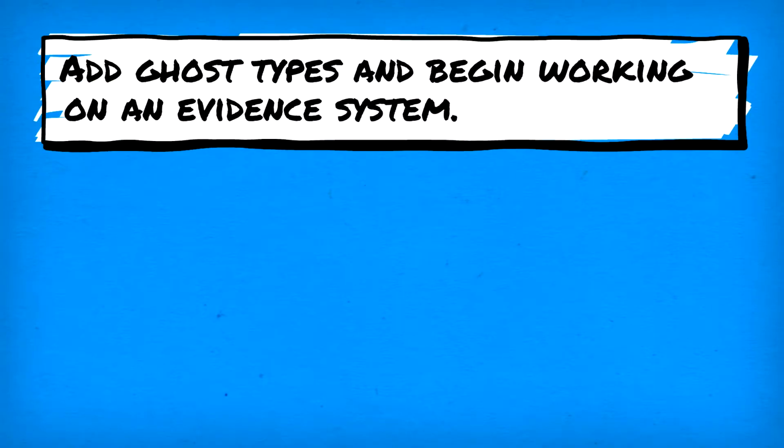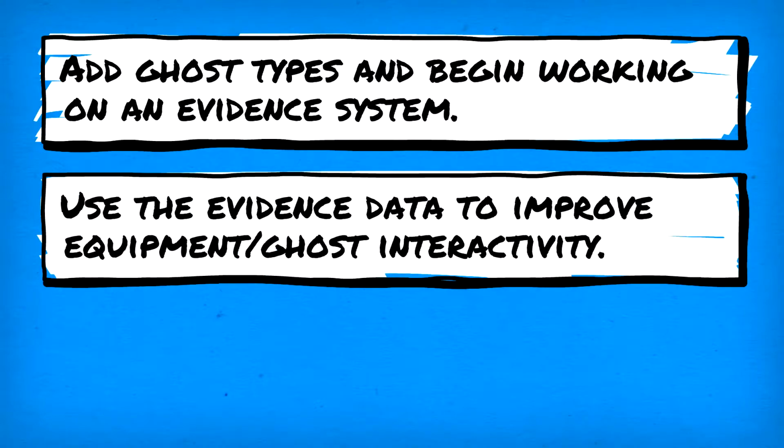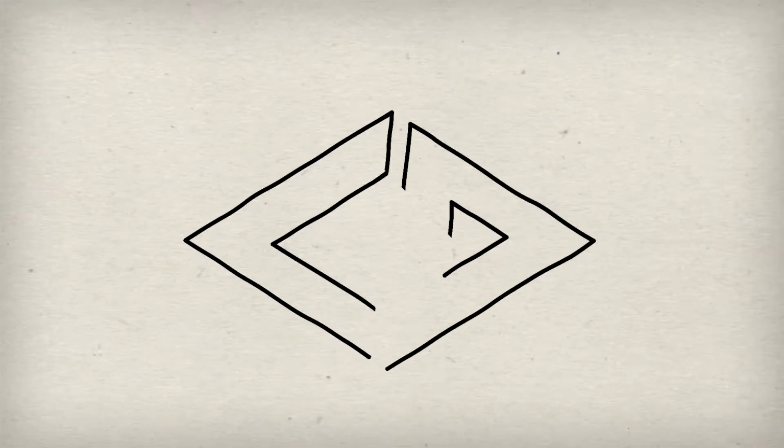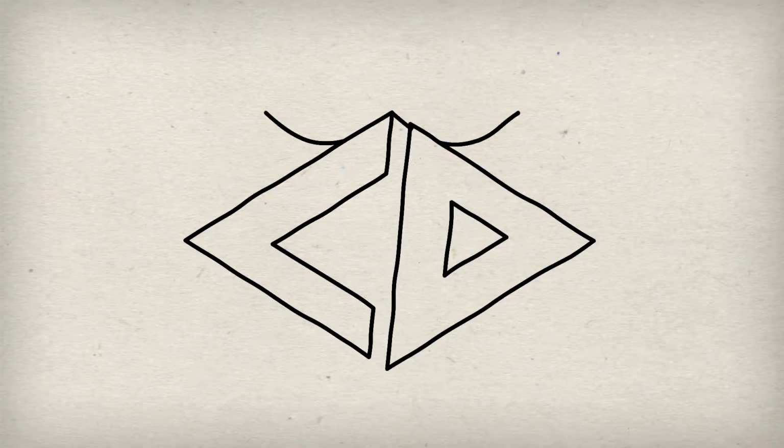We're going to start work on the evidence system, including the addition of ghost types. We'll then use those as reference to improve interactivity between tools and ghosts. And finally, we'll start toying with just how we want to go about communicating all that information to the player. Oh yeah, we're getting technical this episode, so let's get to the coding.